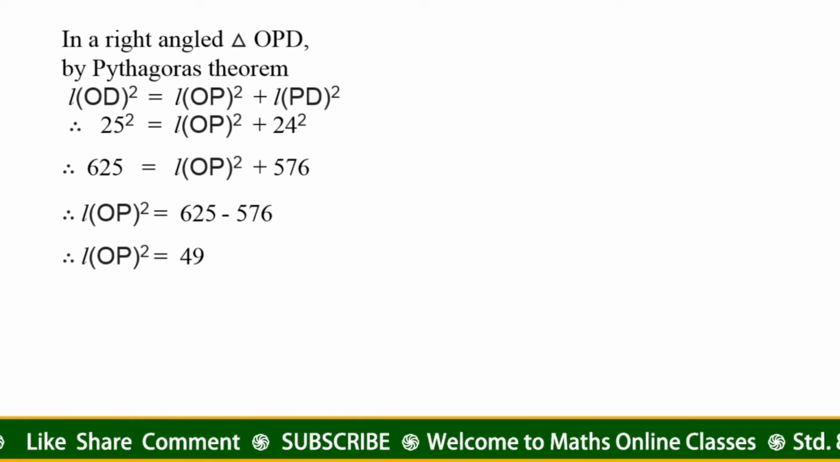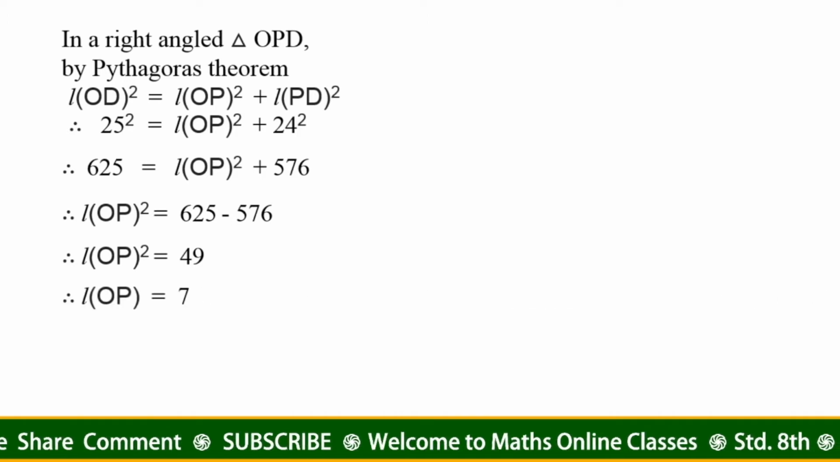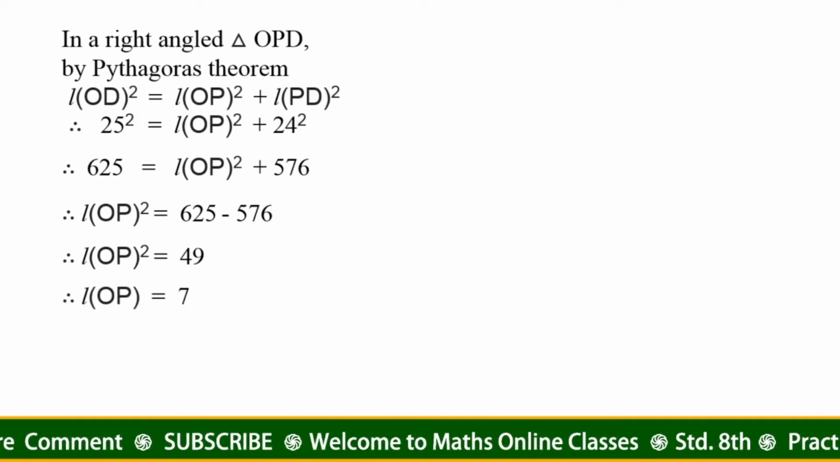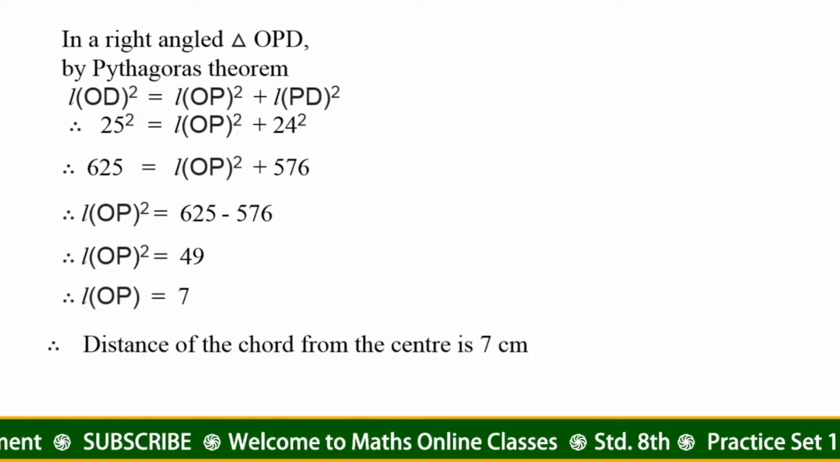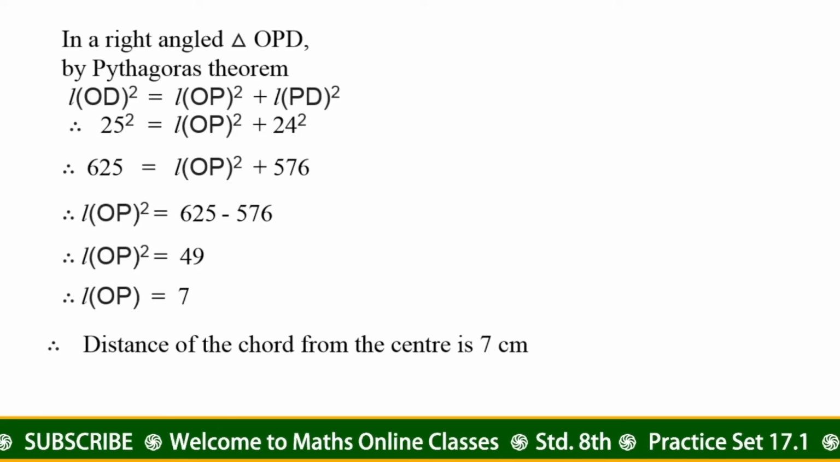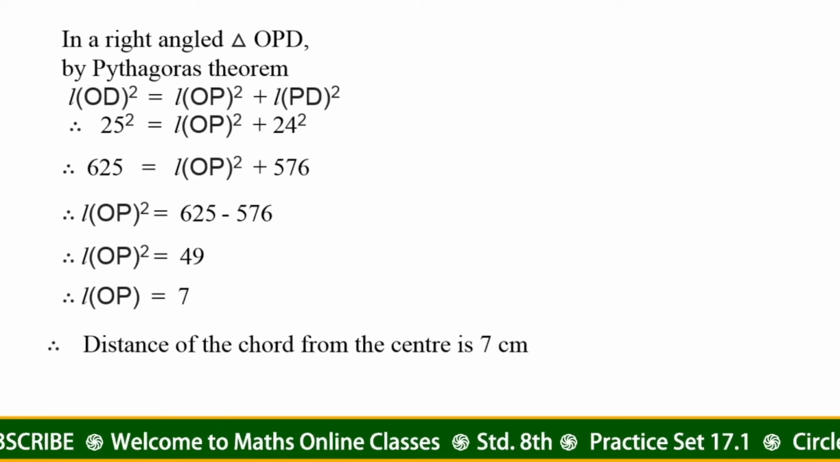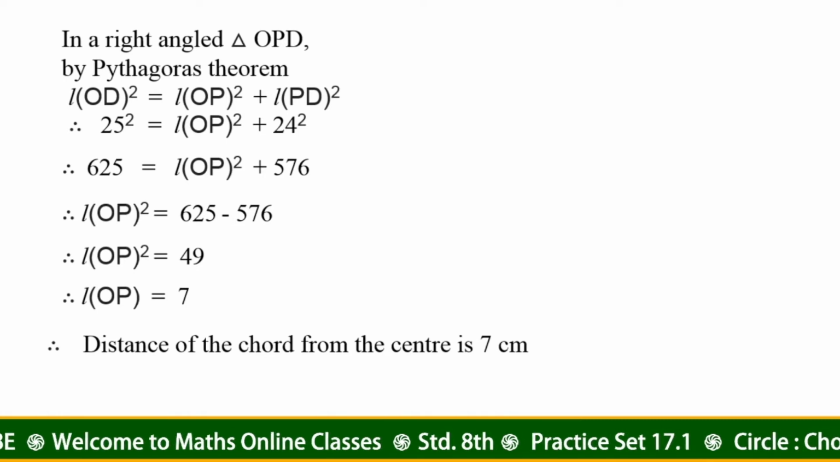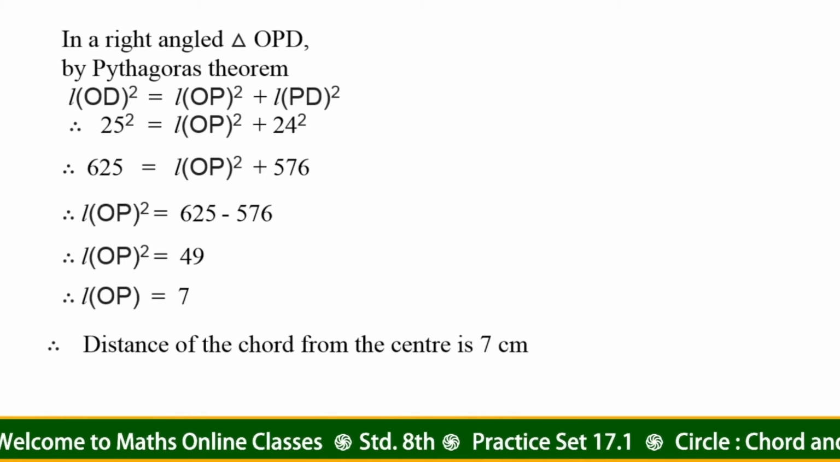Square root of 49 is 7. Hence, length of OP is equal to 7. Therefore, the final statement is: distance of the chord from the center is 7 cm.